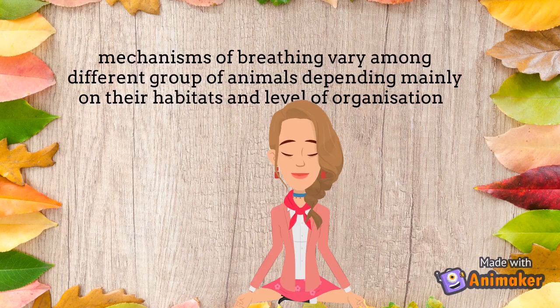Let's start. Mechanism of breathing varies among different groups of animals depending upon their habitats and levels of organization. Lower invertebrates like sponges, coelenterates, flatworms etc. exchange oxygen with carbon dioxide by simple diffusion over their body surface.